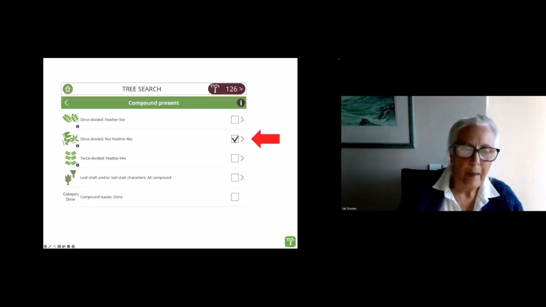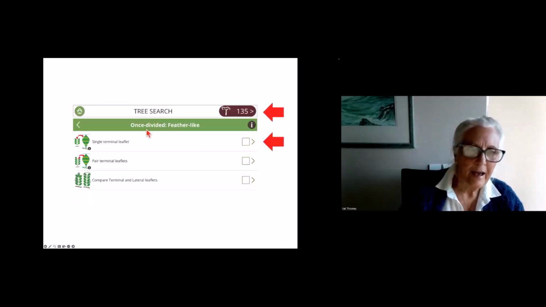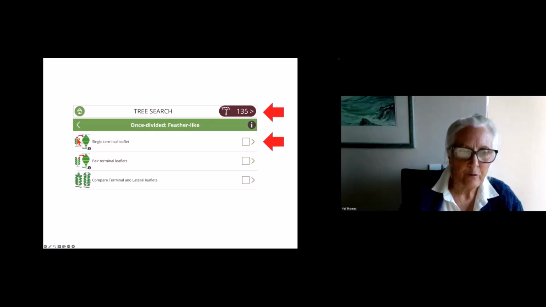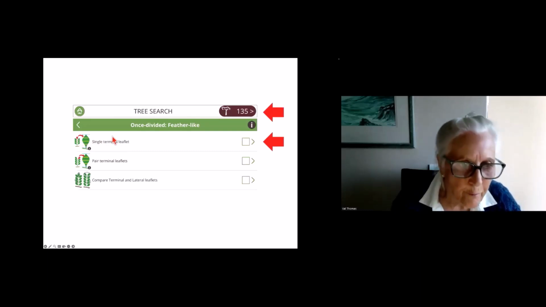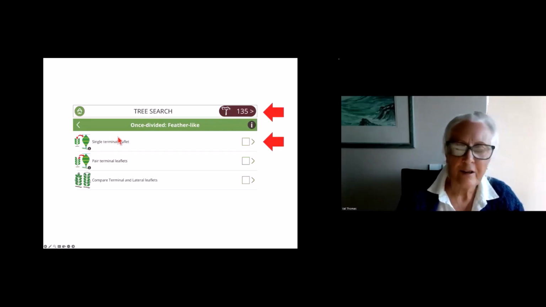We're now going to go back to that screen and remove that tick and look at the once divided feather-like and do that in more detail. So you had once divided feather-like with a single terminal leaflet. And here it is, the little red picture. I'm back to Prof. Balkwell. Just learn to look carefully. Don't panic. Don't think, oh, this thing's so hard, I don't understand it. It says single terminal leaflet. There it is in red, and it's showing you that that is a leaflet. Pair of terminals showing you that they're 2 together.